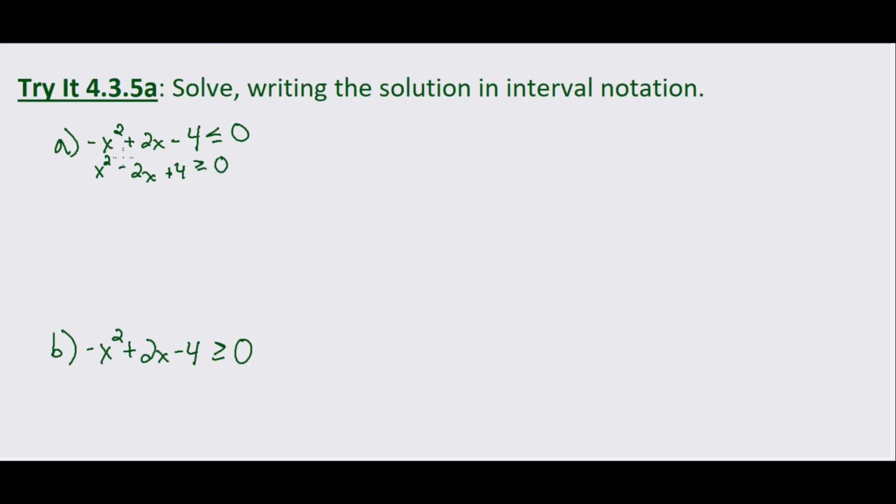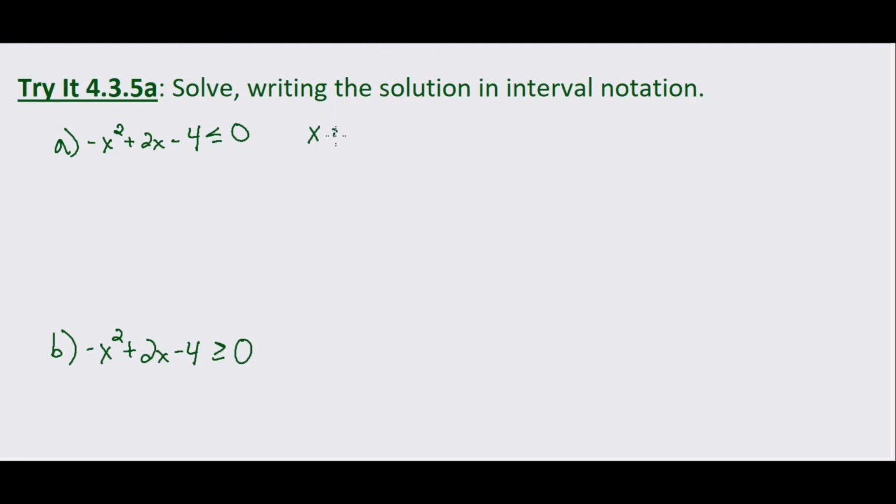But again, the main reason for this is to see, are there any two numbers that will multiply to +4 that add to -2? There are not. And because of that, it will not factor. And therefore, we're going to go ahead and use the quadratic formula. So remember, x equals -b plus or minus the square root of b squared minus 4ac all over 2a.